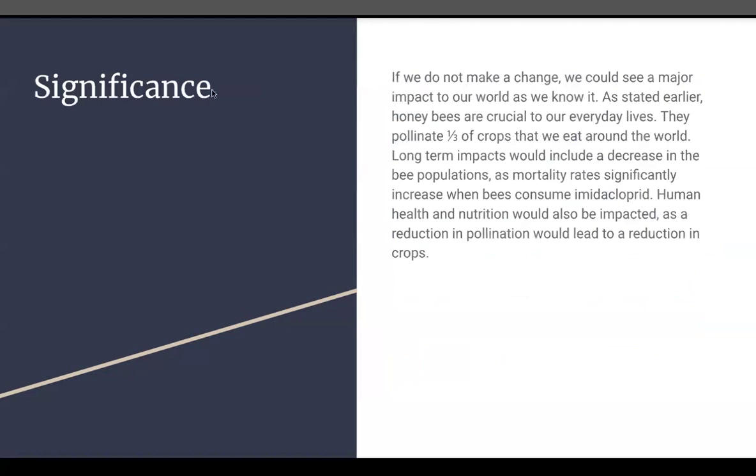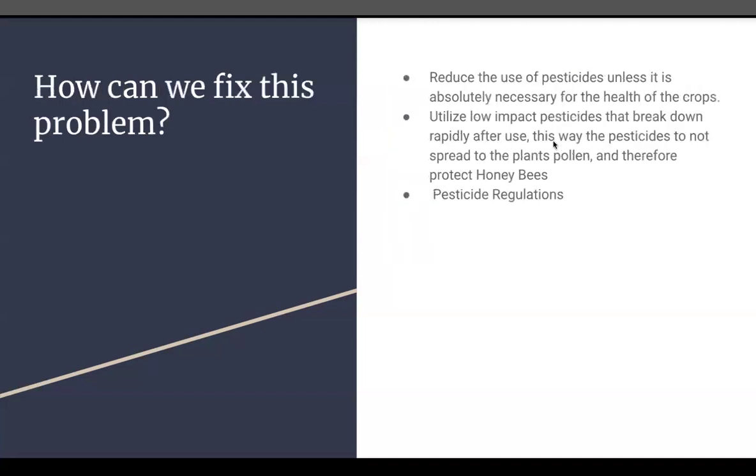So, as a significant slide, if we don't make a change, we could see a major impact on our world as we know it. As stated earlier, honeybees are crucial to our everyday lives. They pollinate a third of the crops we eat across the world, and long-term impacts would be a decrease in honeybee populations as mortality rates increase, and human lives would be impacted as well, as our health and nutrition would be impacted, as a reduction in pollination would lead to a reduction in crops that we're able to eat. How can we fix this problem?